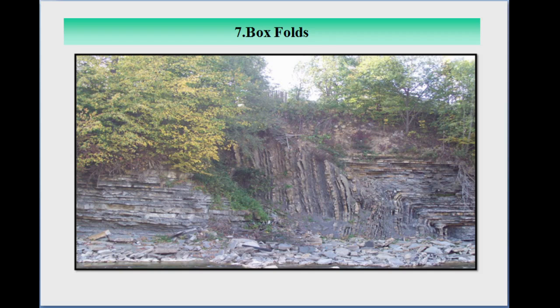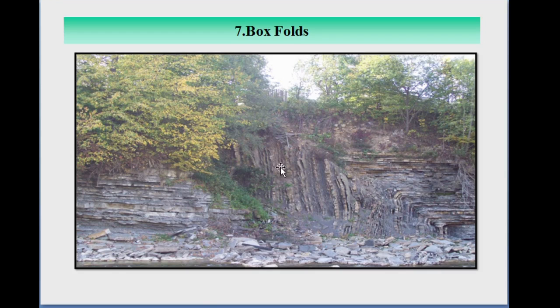The last type of fold is the box fold. Box fold means what? In the figure you can see the space. It is a special type of fold with a flattened top. The top of this fold is flattened and the limbs are steeply inclined. Here it almost forms three sides of a rectangle. Such a fold shows three sides of a rectangle.